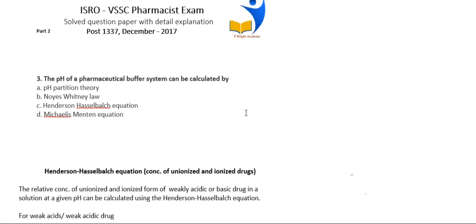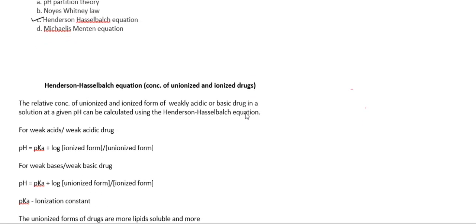Moving on to the question: the pH of a pharmaceutical buffer system can be calculated by. Options are pH partition theory, Noyes-Whitney law, Henderson-Hasselbalch equation, Michaelis-Menten equation. The right answer for this question is Henderson-Hasselbalch equation. So let us see what the other options are, as well as what the Henderson-Hasselbalch equation is.